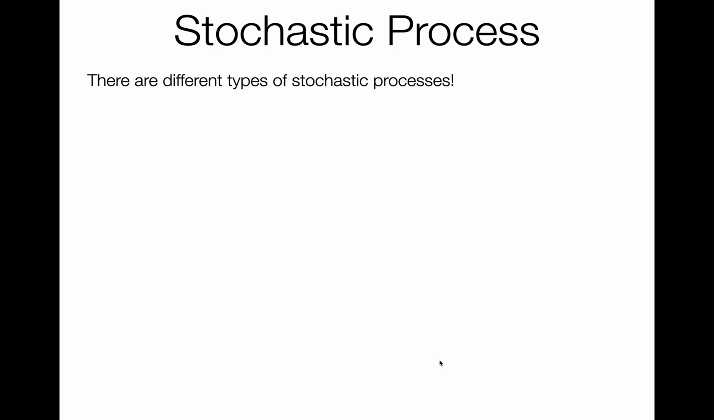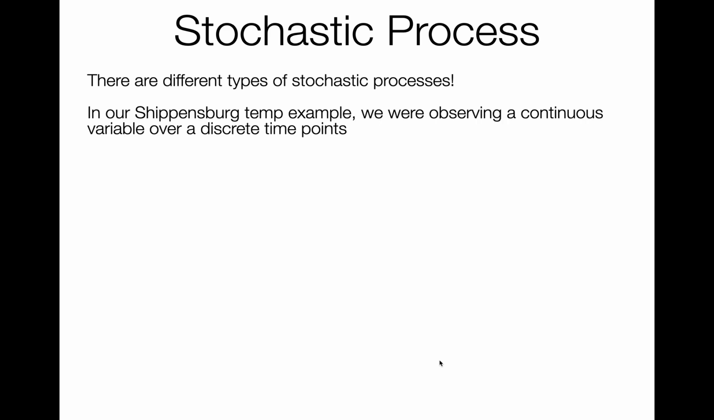And so it turns out that there are, as you may imagine, different types of stochastic processes. When I say different types, I mean there are two distinguishable things that we do in a stochastic process. One is that we're observing a random variable, and that random variable can be either continuous or discrete. And then we're also observing this random variable over time, and time can also be discrete or continuous.